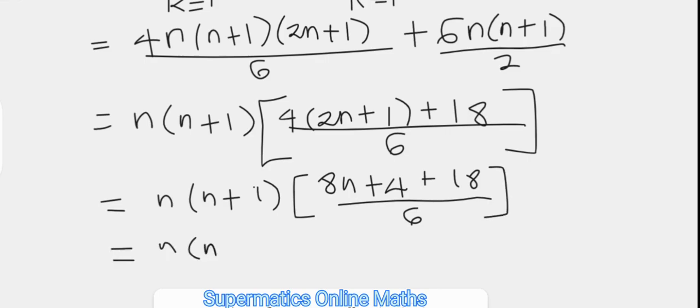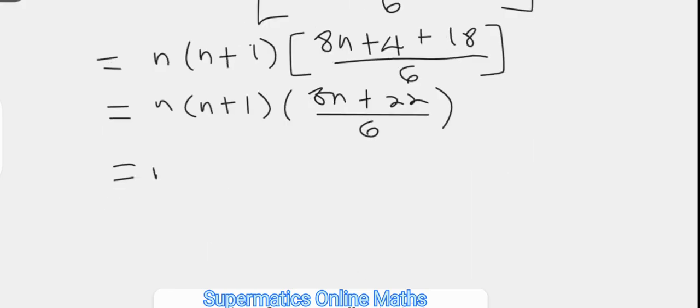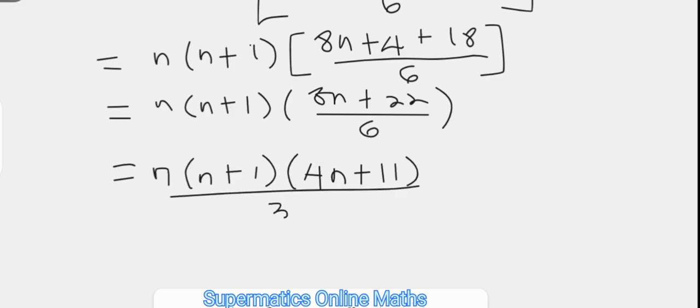which is n times (n plus 1) times (8n plus 22) over 6, dividing the parentheses, the last one, by 2 all through. We have n times (n plus 1) times (4n plus 11) over 3. This is the sum of the series.